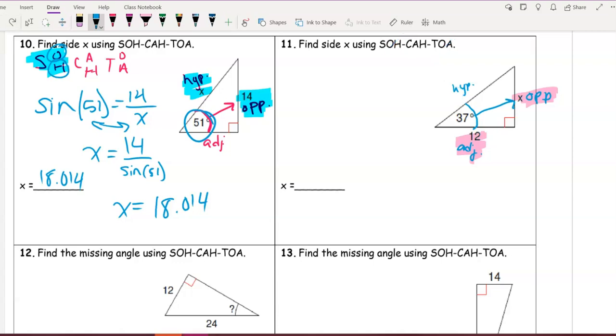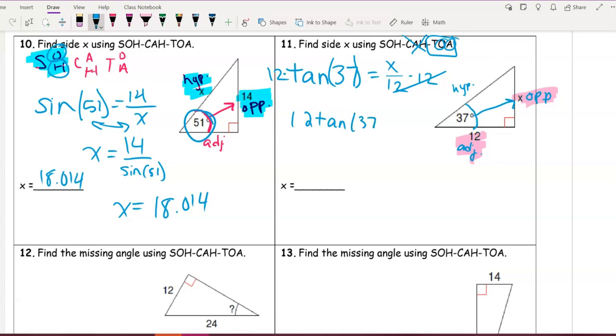Okay, this is opposite and adjacent. That's not cosine, that's tangent. Don't do what I did on the test, okay? Tangent 37 equals opposite over adjacent, so x over 12. In order to solve for x, we will multiply both sides by 12. And now we have 12 tan 37 equals x. And you can type that 12 tan 37 into the calculator, and you'll get 9.04.